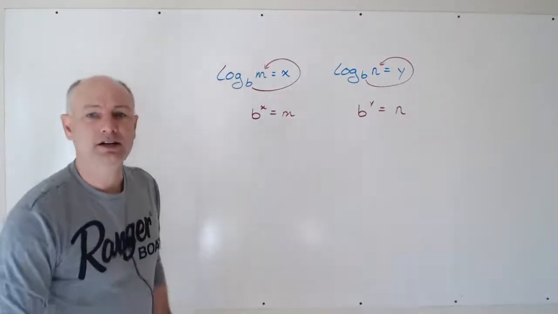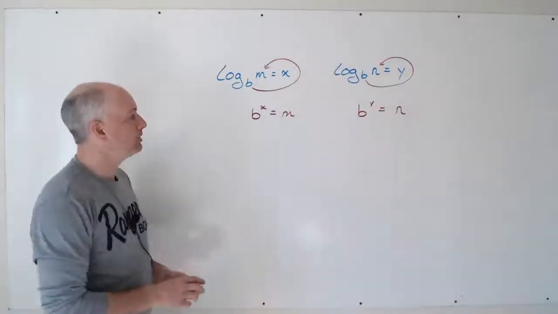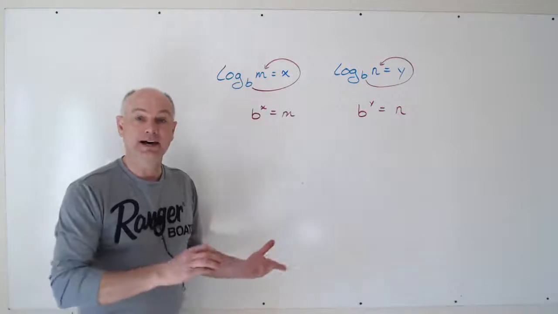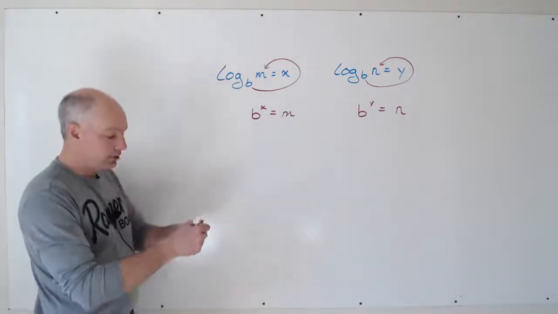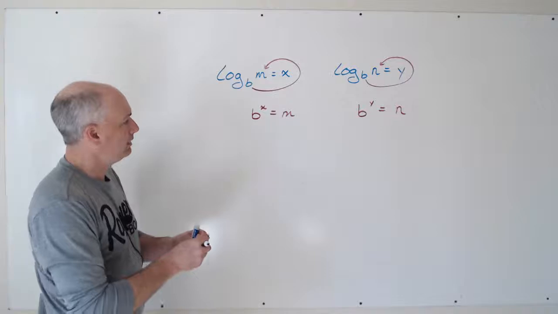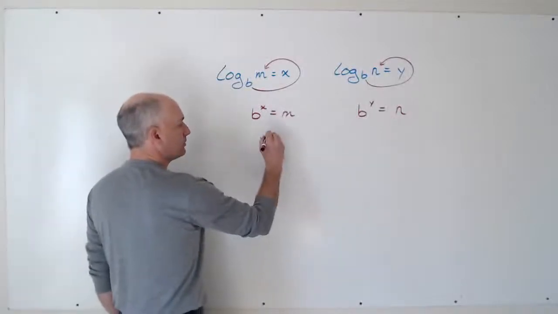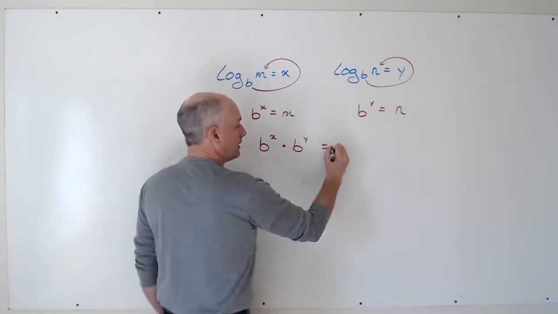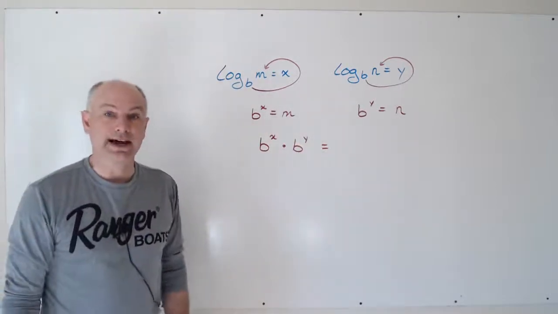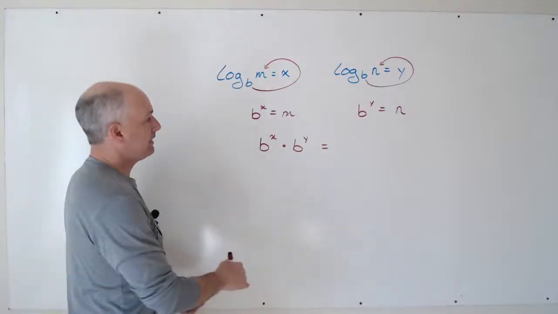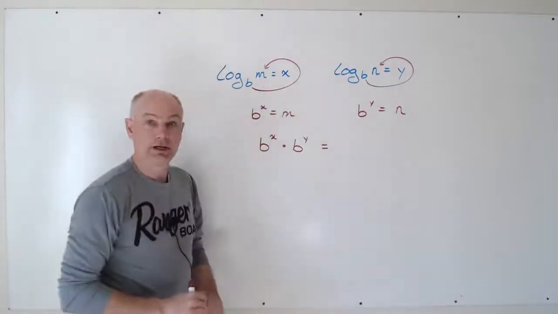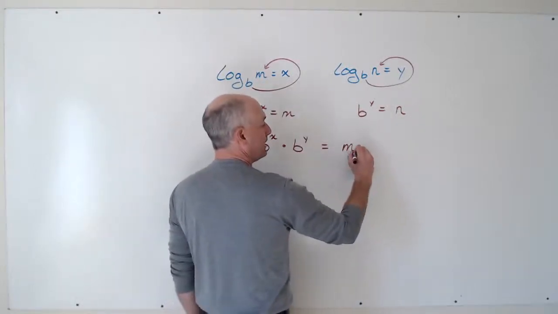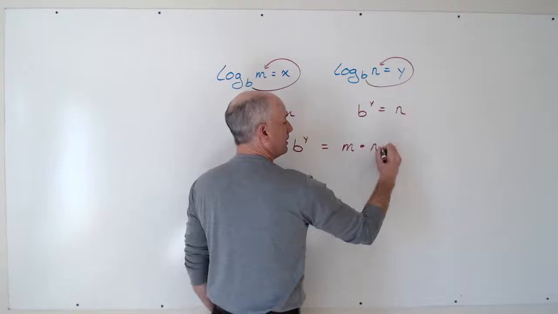Now, you might be wondering, why would I do something like this? Well, consider what would happen if we were to multiply the two expressions together and simplify the exponential side. So in other words, let's do b to the x times b to the y. Hopefully it makes sense that if I'm multiplying b to the x times b to the y, then on the other side of the equation I would also be multiplying m times n.